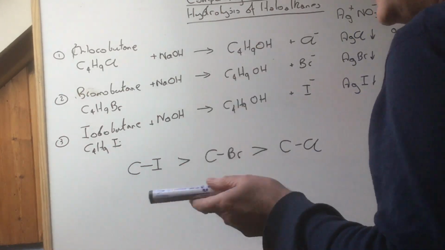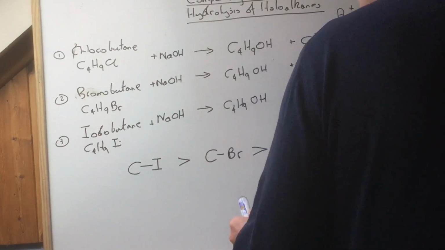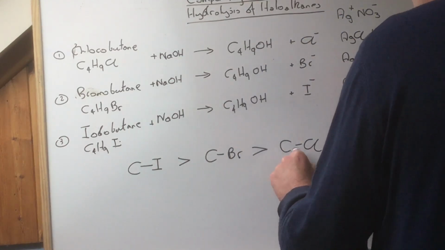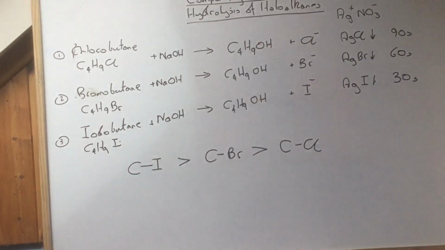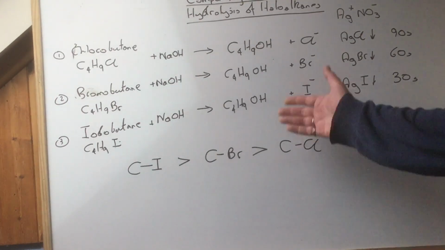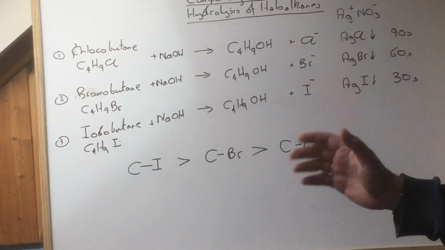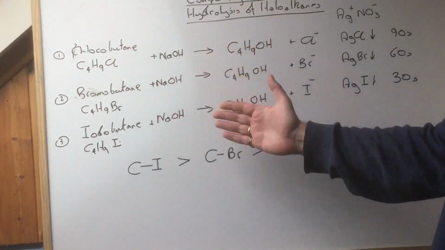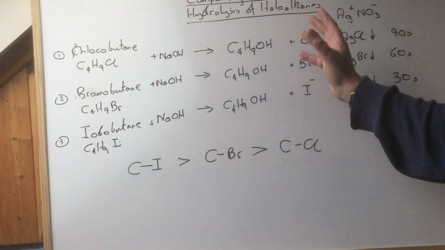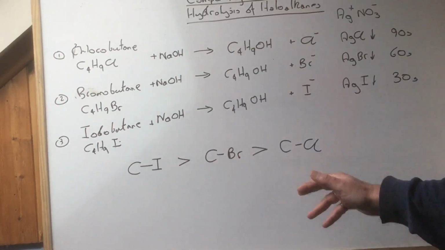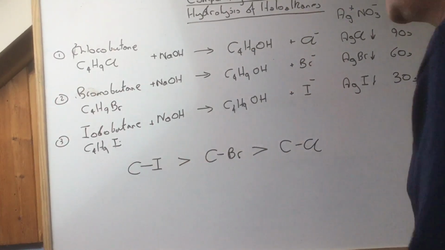You need to write that down: that the rate is iodo fastest, bromo second fastest, chloro slowest. The CF bond, I don't think it ever gets to precipitate because the CF bond is so strong it doesn't actually break, so the reaction doesn't occur. So we're only comparing these three. Fastest, slowest. I'll write that on.